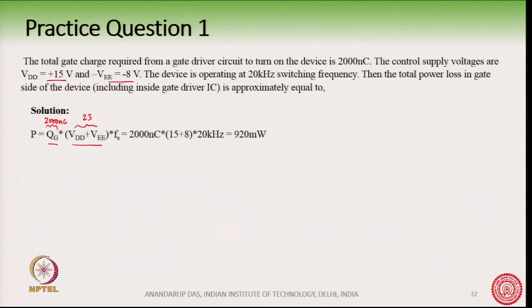Each time you are basically taking and losing this 2000 nanocoulomb, and the switching frequency is about 20 kHz. So, if you multiply these values then you get about 920 milliwatt. So, this is the power loss in the gate side of the device. Every time you will charge and discharge and you will dissipate it in the resistance.